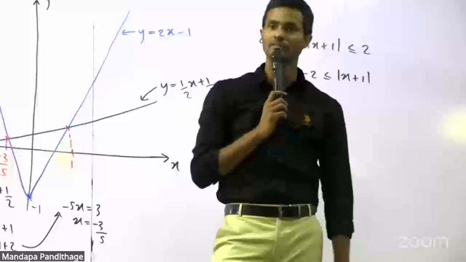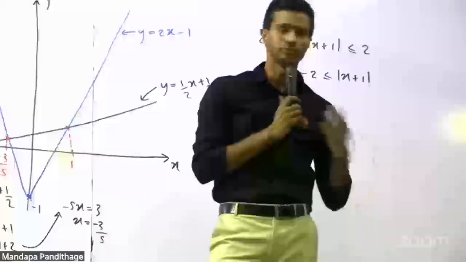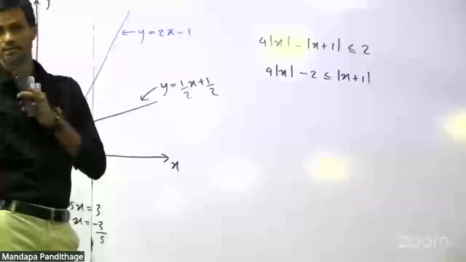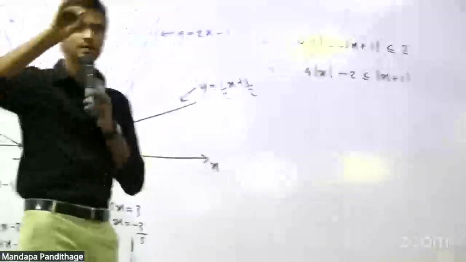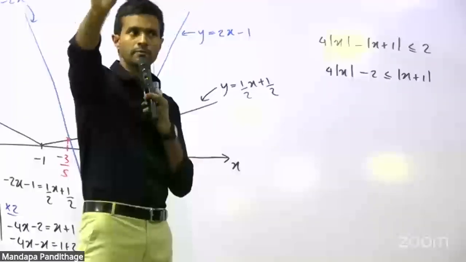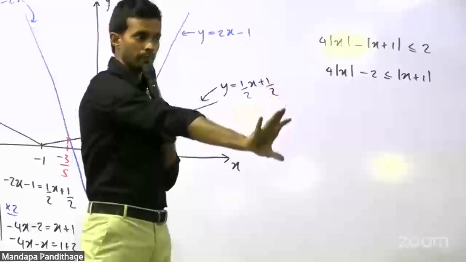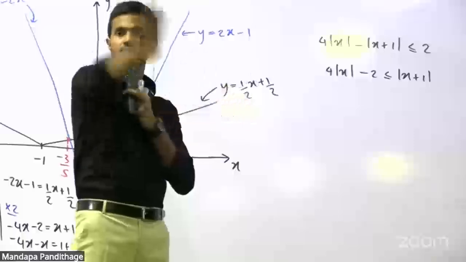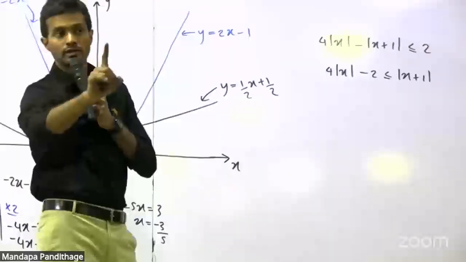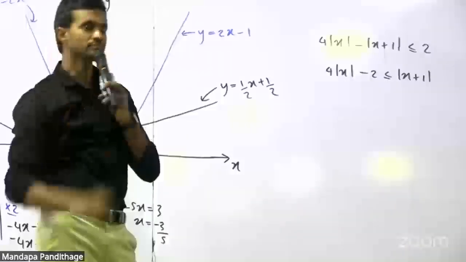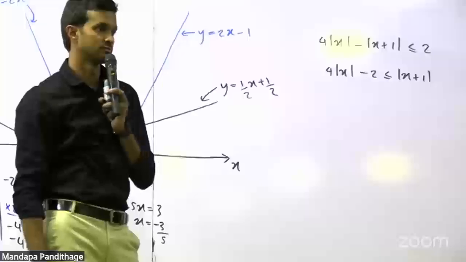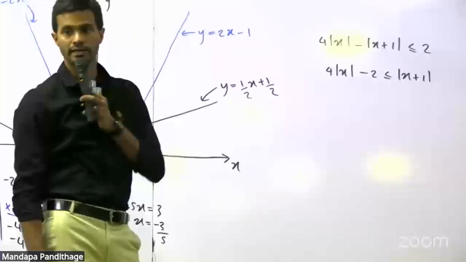Why can't we divide by a negative number? We can, but when you are dividing by a negative number, the sign changes. So there's no rule that we can only divide an inequality by a positive number. You can divide by any number, but when it is positive, the sign remains unchanged. When it is negative, the sign changes. There is only one instance where you can't divide an inequality.